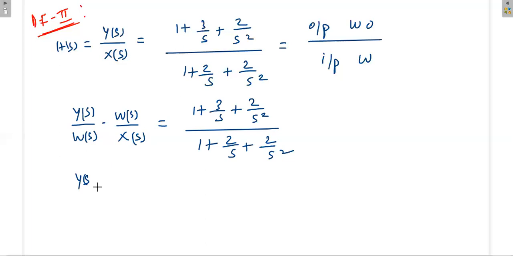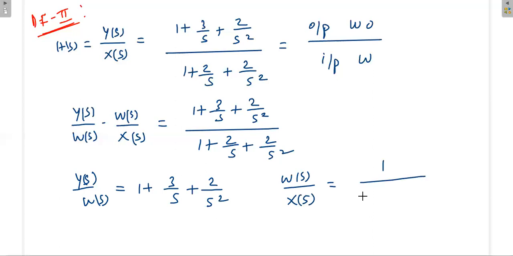Y(s) divided by W(s) means 1 + 3/s + 2/s^2. Then W(s) divided by X(s) means 1 divided by (1 + 2/s + 2/s^2). Okay, so now what we need from this equation, with this equation we will realize the output side. With this equation we'll be realizing the input side. Okay, so actually what we need, X(s) will be there, in the middle W(s) will be there, and from W(s) we'll be getting Y(s).